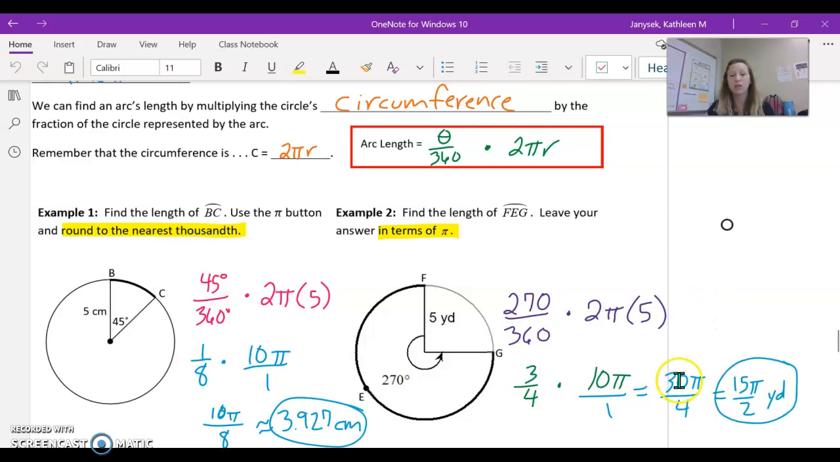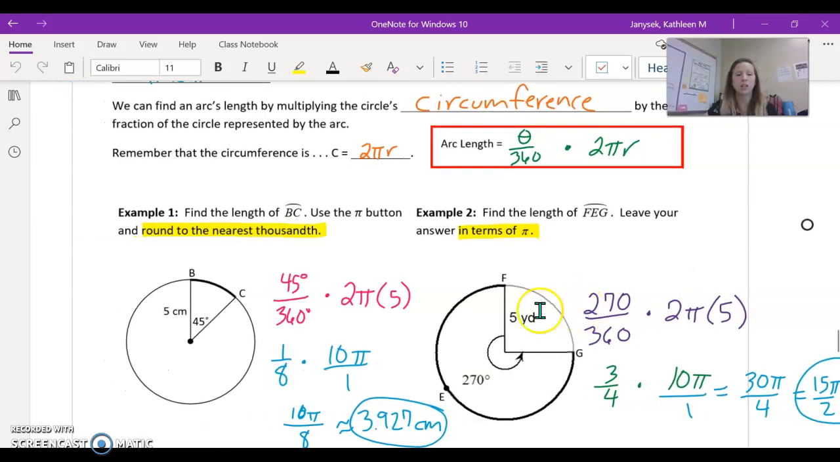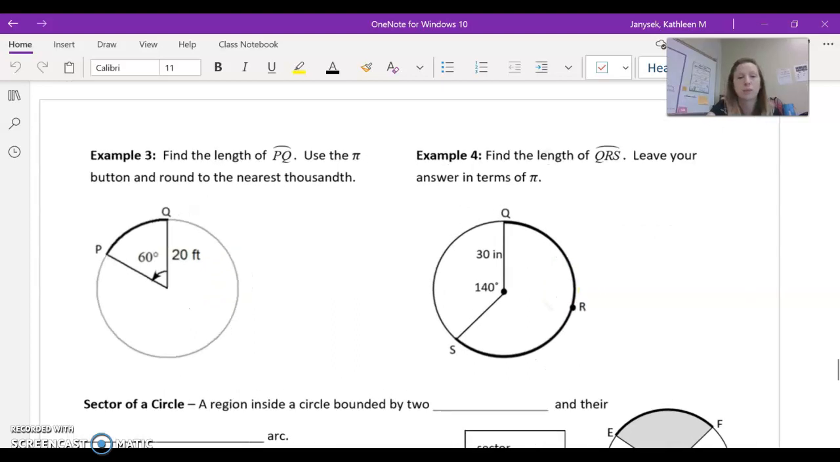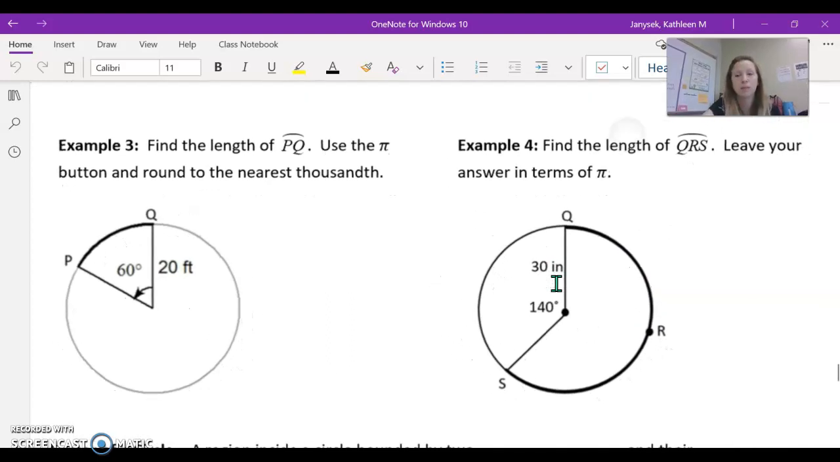If you're not sure, once again, if you don't know what 30 divided by 4 is when you reduce it, you can use the Desmos calculator to do that. So this is leaving it in terms of pi, and then this is actually typing it in to get the decimal answer. So what I'd like you to do is pause this video for a moment and try these 2 examples right here. We'll go over them in just a minute. So now is the time when you need to pause your video and try these on your own.